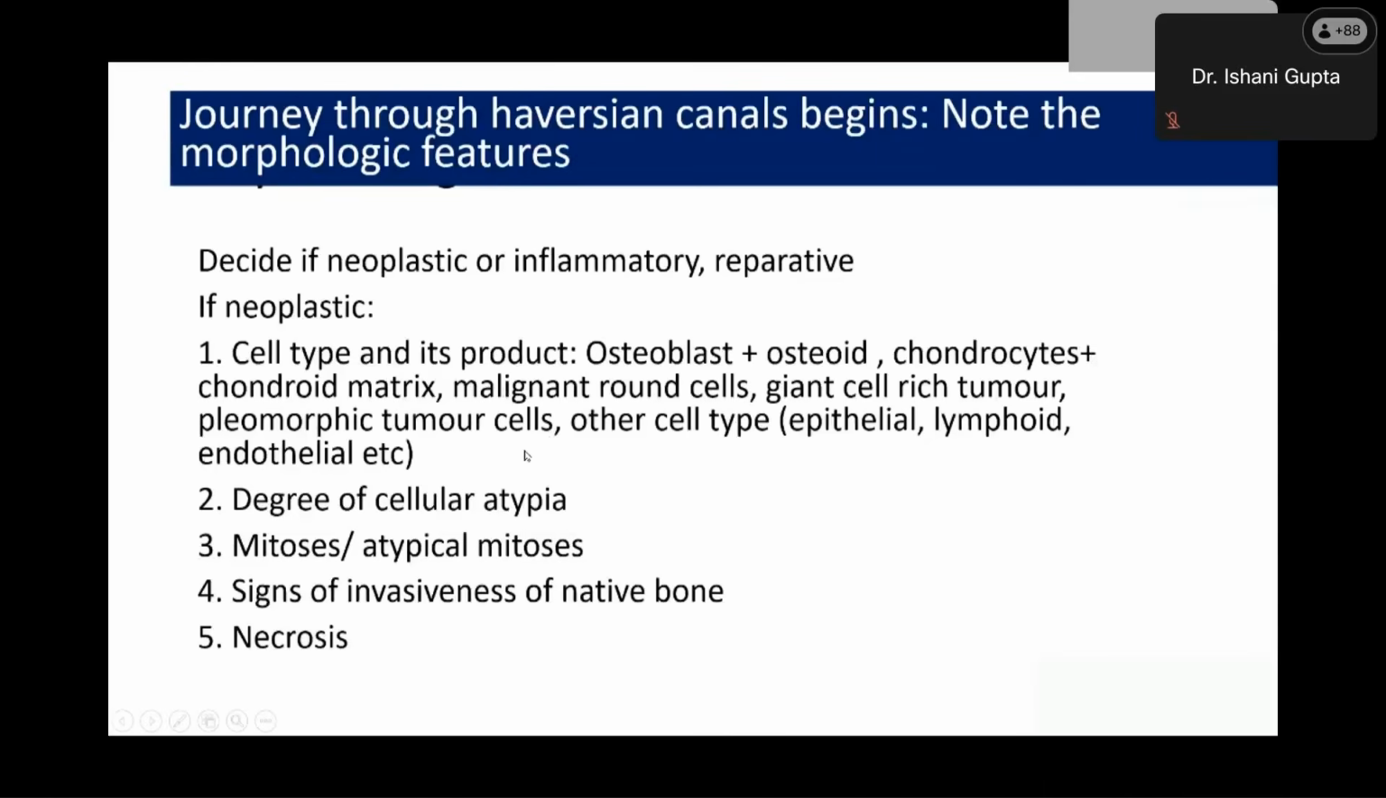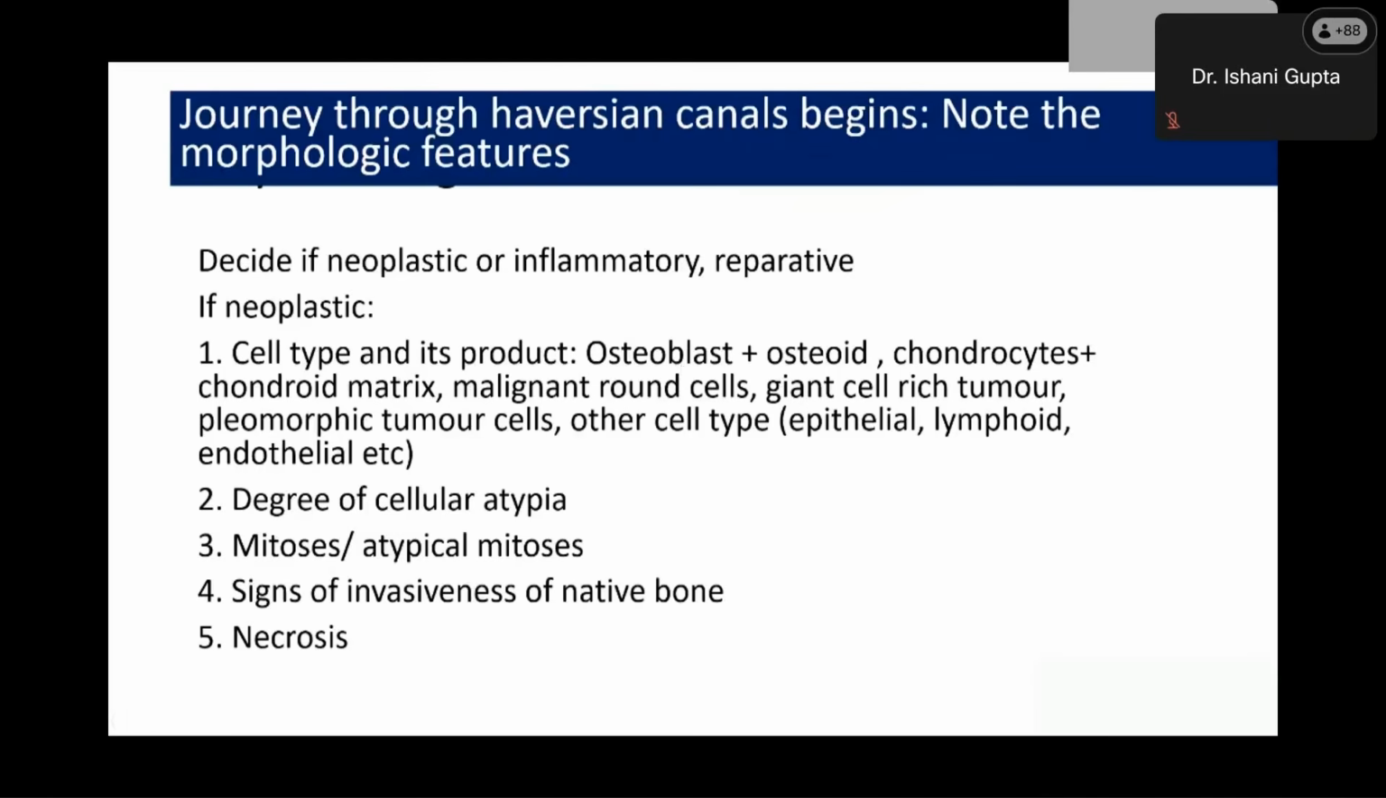Okay, and how do we do? Now this is the approach. First of all, decide if the lesion is neoplastic, inflammatory, or reparative. As I said, this in itself can be a problem in bone. If it is neoplastic, you decide what the cell type is and whether it is producing any of its product. And when I say product in the context of bone tumor, we are talking about the matrix.